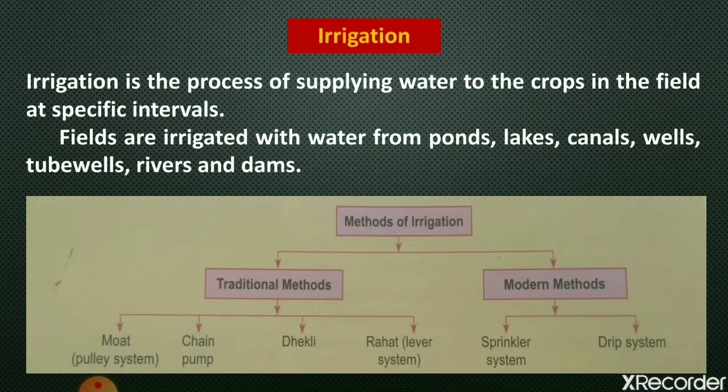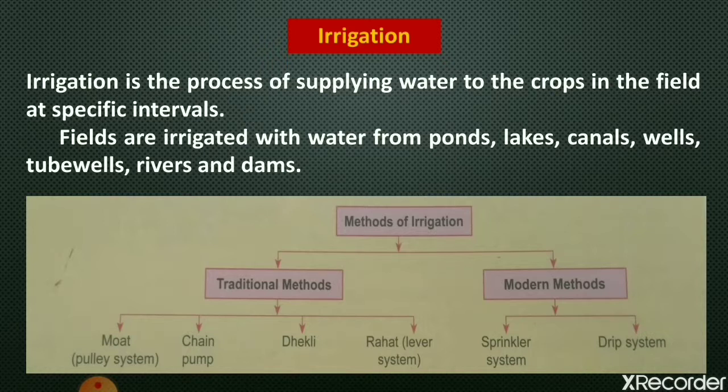Now the next process is irrigation. Irrigation is the process of supplying water to the crops in the field at specific intervals. One more thing: before irrigation we have studied the application of manures and fertilizers. Why do we give manures or fertilizers to the soil before irrigating? When we mix manure or fertilizers in the soil, we can then irrigate it very easily, and the manures or fertilizers mix with the soil. That is why we first give manures or fertilizers to the soil, then we irrigate it. So irrigation means supplying water to the crops in the field.